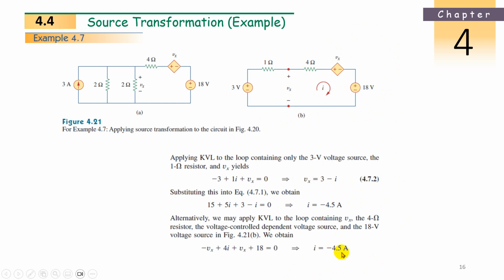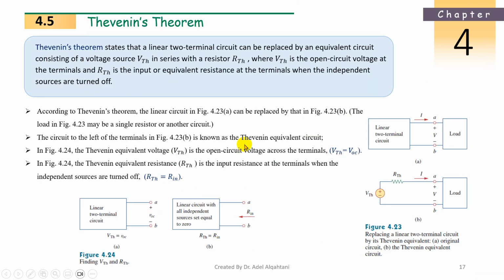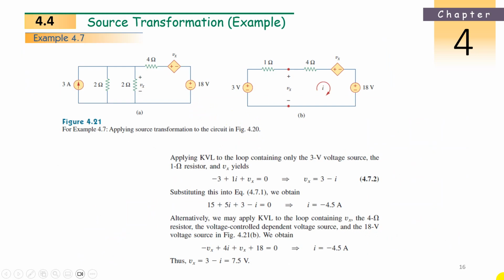Now rearrange and substitute the value in the previous equation. I becomes minus 4.5. Now once you know I is minus 4.5, what is Vx? Vx is nothing but 3 minus I. So 3 minus of minus 4.5, that is 3 plus 4.5. It is 7.5 volts. So these two examples are important for your mid exam. Thevenin's theorem and Norton's theorem will finish in the next class.